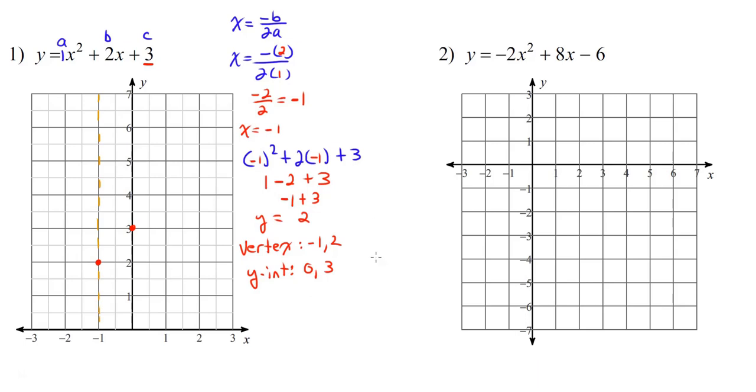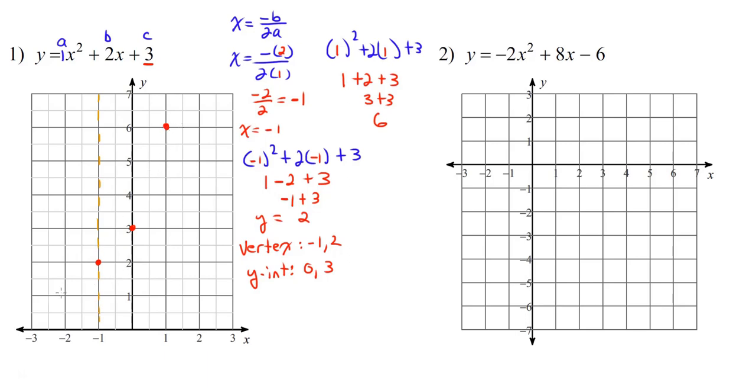Now that we've done that, let's go ahead and keep working to the right. Now let's find out what y is when x is 1. So we're going to do this again here. We're going to say x squared plus 2x plus 3. And so if x is 1, 1 squared is 1. 2 times 1 is 2. Plus 3, 1 plus 2 is 3. And 3 plus 3 is 6. So when x is 1, y is 6. And that's going to be as far as we can go.